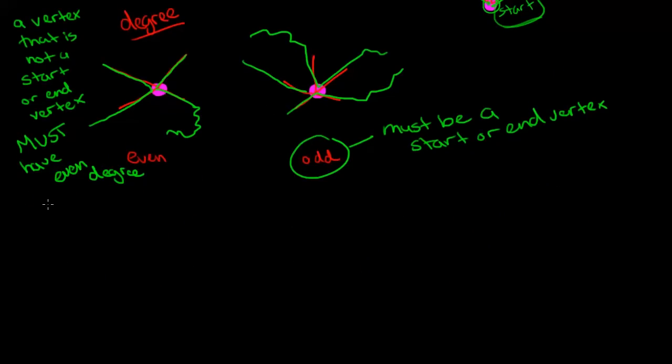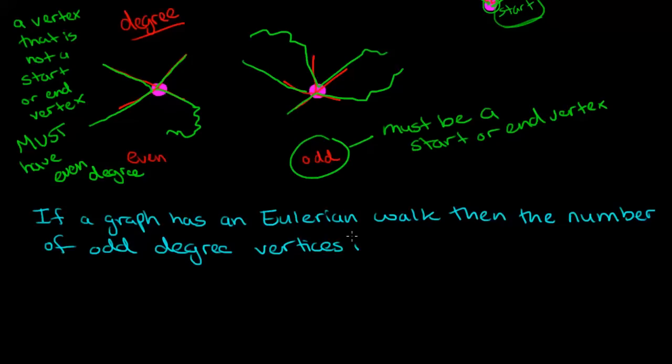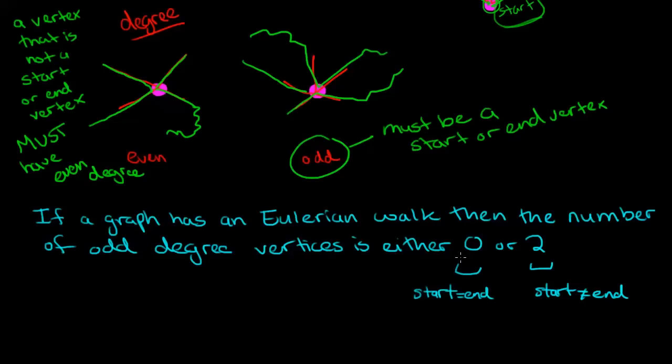If a graph has an Eulerian walk, then the number of odd degree vertices is either 0 or 2. So let's think about why it's either 0 or 2. The case where we have 2 vertices of odd degree is when the start vertex is not equal to the end vertex. That's why we have 2 separate places where we start and where we end, and each of those can have odd degree. But if our start vertex is the same as our end vertex, then that one special edge that has us starting and that one special edge that has us ending coincide at our vertex to again give even degree. So this is when our start vertex equals our end vertex. We're going to have 0 vertices of odd degree.